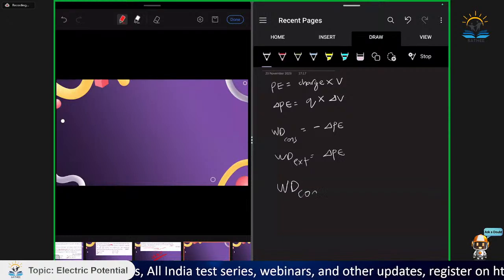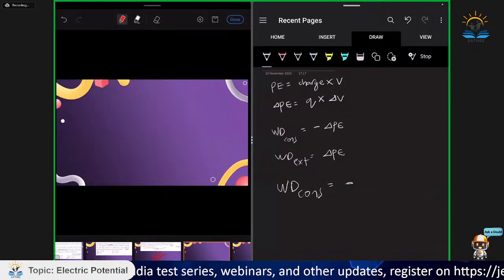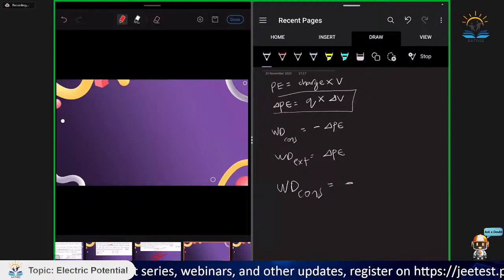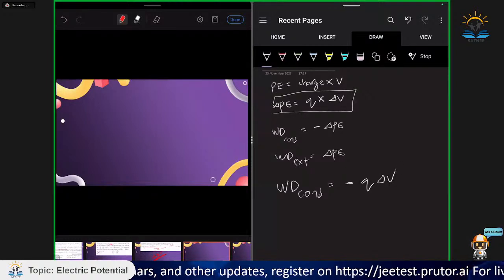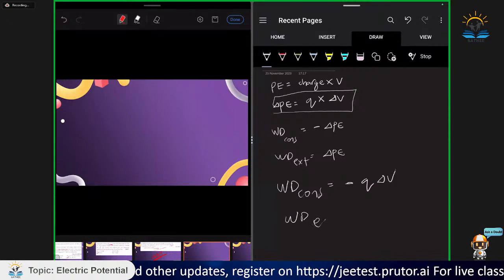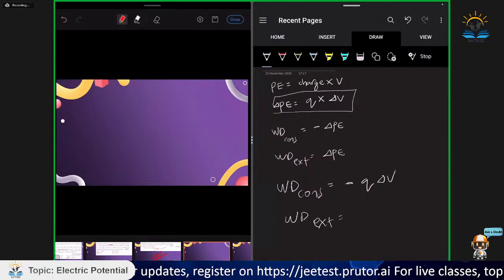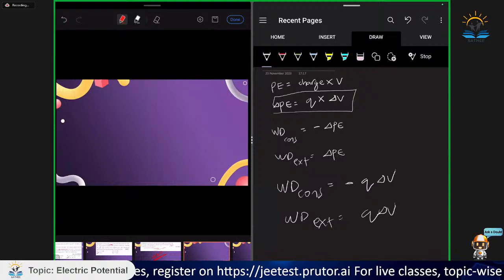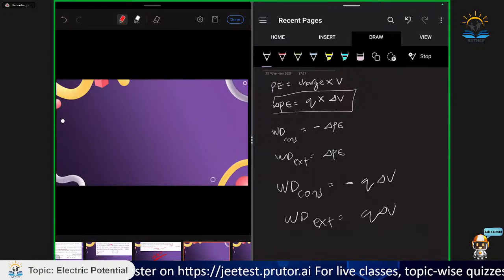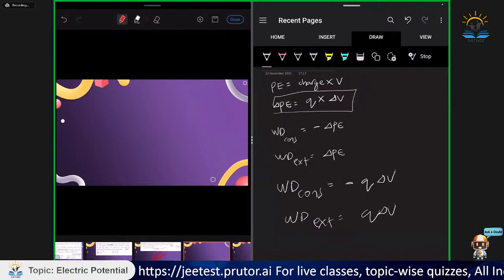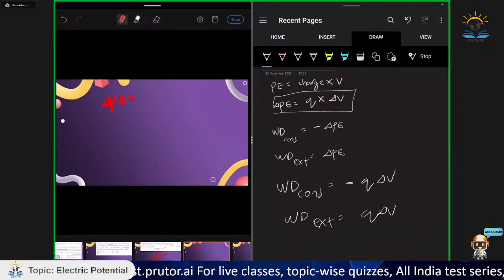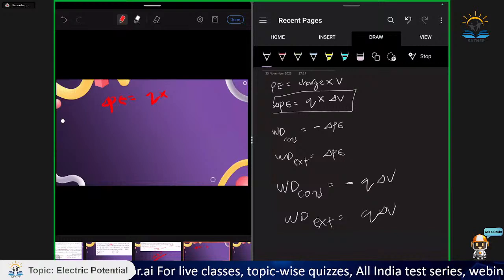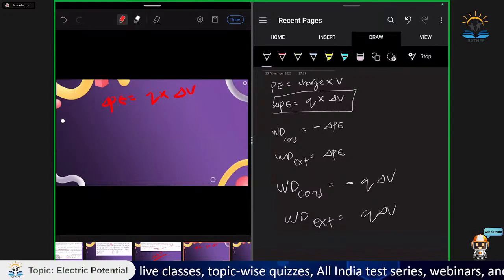Work done by conservative force is equal to minus change in potential energy, that is minus Q into delta V. Again, work done by external agent is equal to Q delta V. No doubt. So this is our formula: change in potential energy is equal to Q into change in potential.